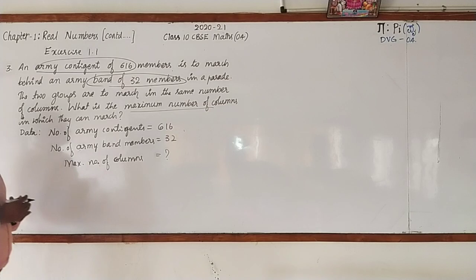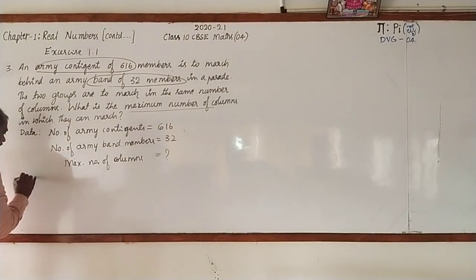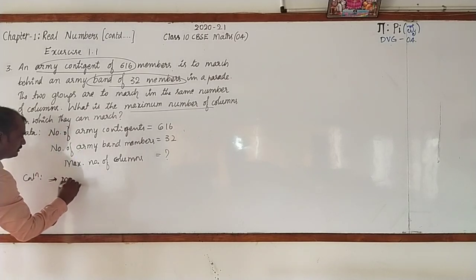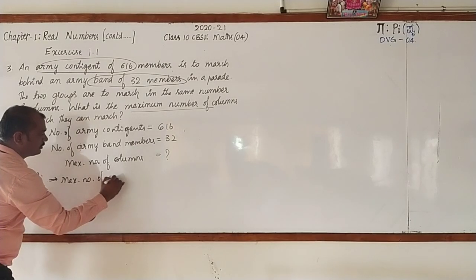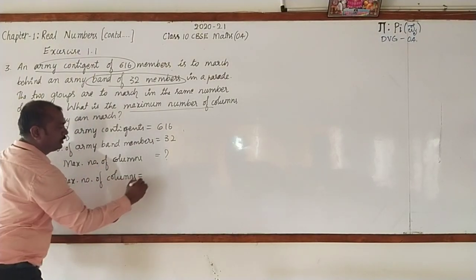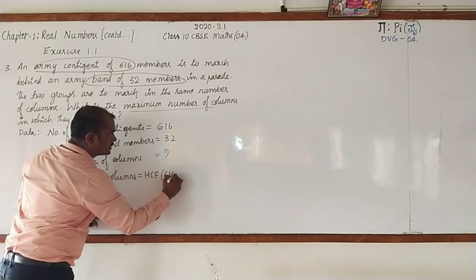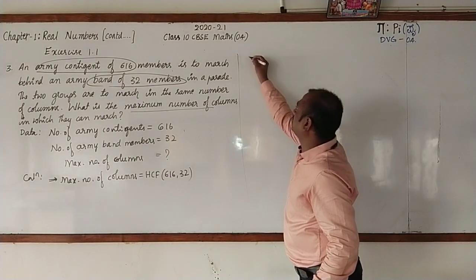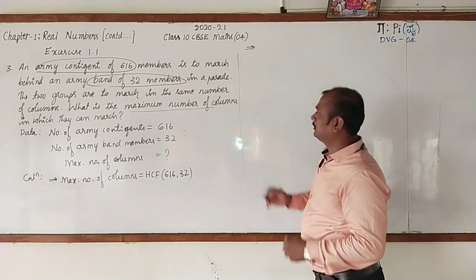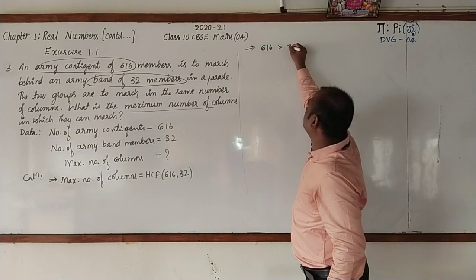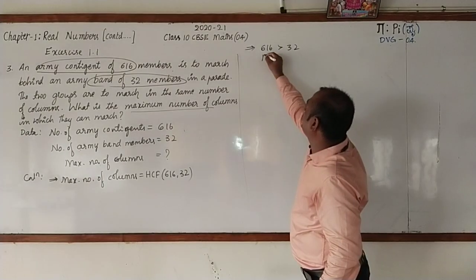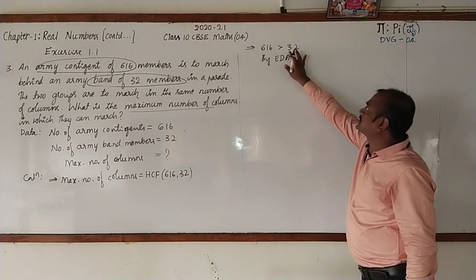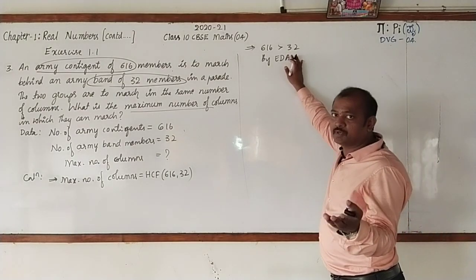So which concept has to be used? Yes, it is right, HCF. Here I'll go for calculation. This is data. In calculation, maximum number of columns is equal to HCF of 616 and 32. Let us go for finding HCF by using Euclid's division algorithm. Here 616 is greater than 32. Now by Euclid's division algorithm, let us express these two numbers in the form a equal to bq plus r.